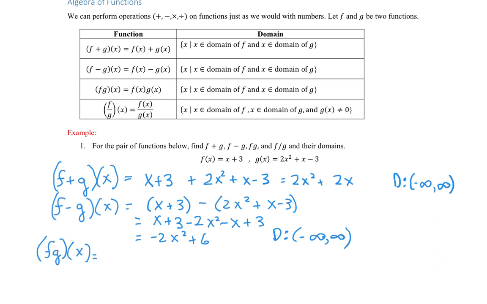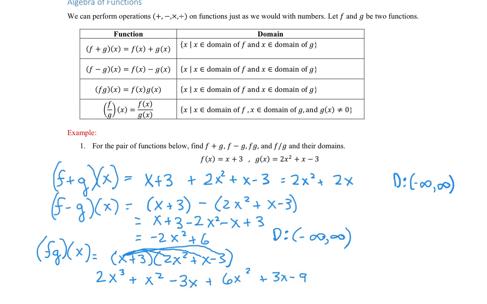If we want to multiply f and g, again, we'll be careful with our parentheses. Then we'll go ahead and distribute. First, let's distribute the x. And then let's go ahead and distribute the 3. And then when we combine our like terms, we'll get this. Once again, we have another polynomial, and the domain of any polynomial is negative infinity to infinity.